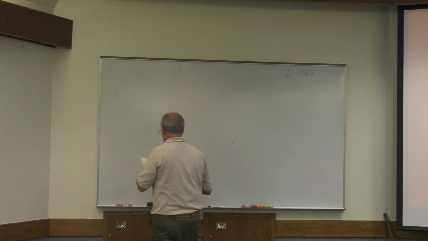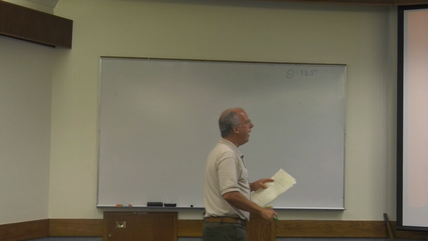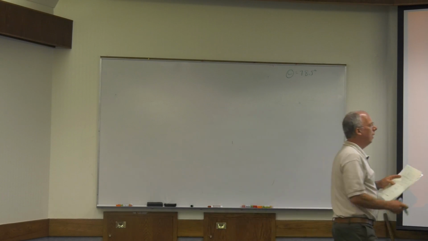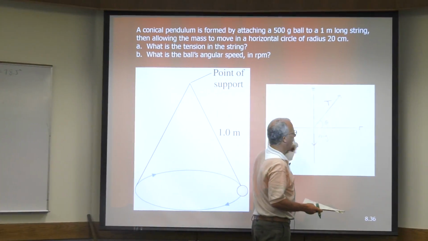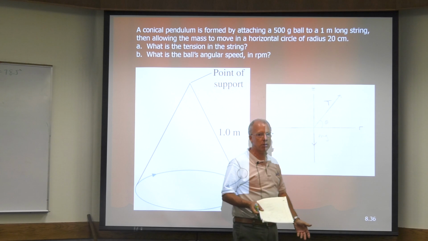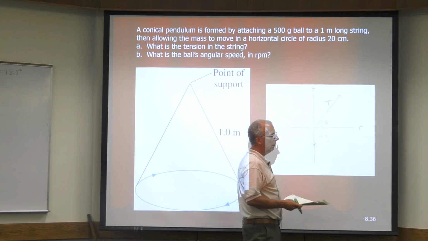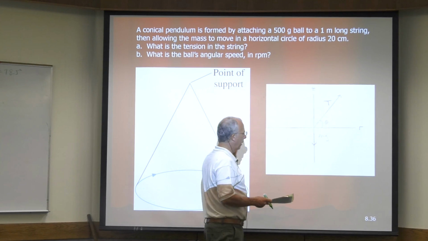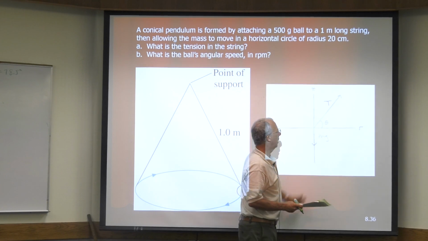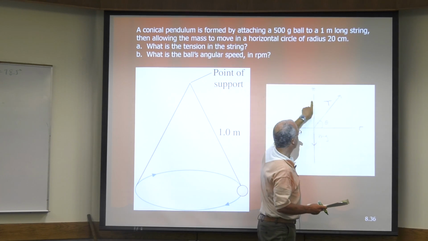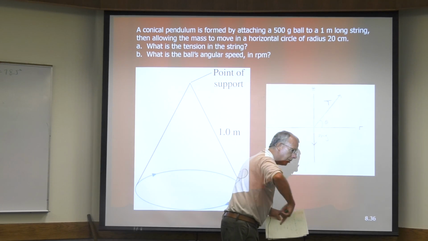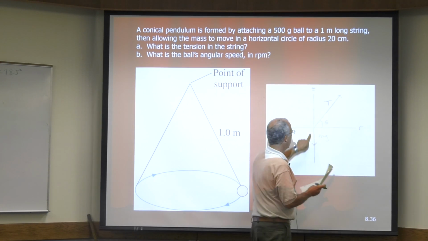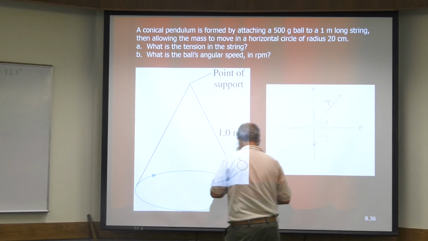Okay, so part A, what's the tension? We have two equations, right? We have the z force equation and the r equation. Now, which one do you think is going to be the easiest to use to solve for the tension? I think it's going to be the z equation, right? Because we're going to have T cos theta equal to mg. Remember, it's making a horizontal circle, right? So T cos theta has to equal mg.